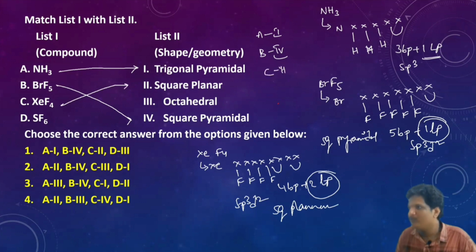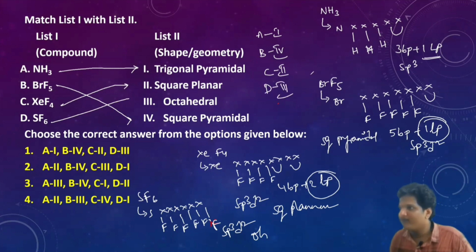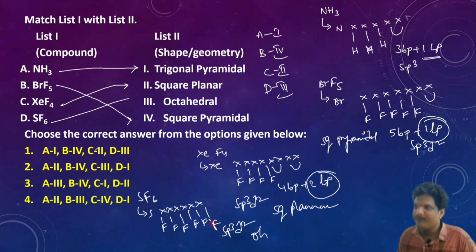So C2. Okay. So SF6. Sulfur will have 6 electrons in its valence shell. So all the 6 electrons will be involved in bonding with 6 fluorine atoms. So it is sp3d2 hybridization, which is an octahedral structure. So D3. Okay. So A1, B4, C2, D3, which is option 1, the correct answer. So is it clear, all of you?